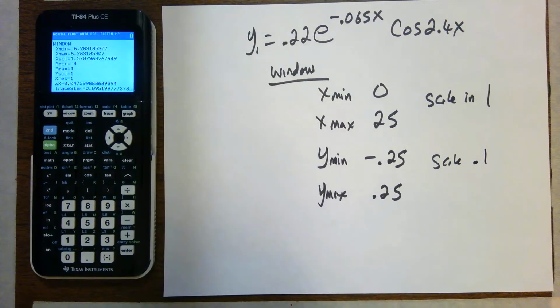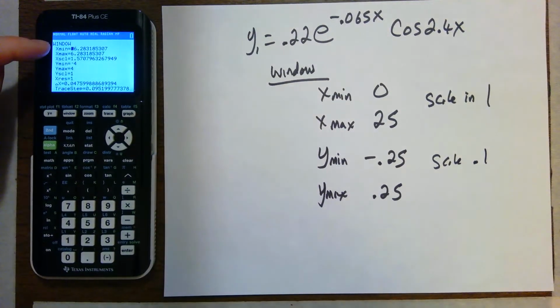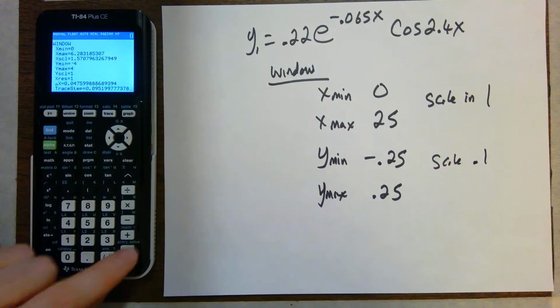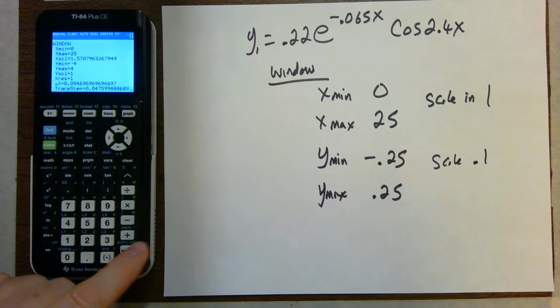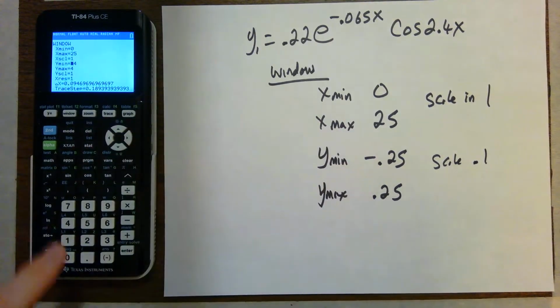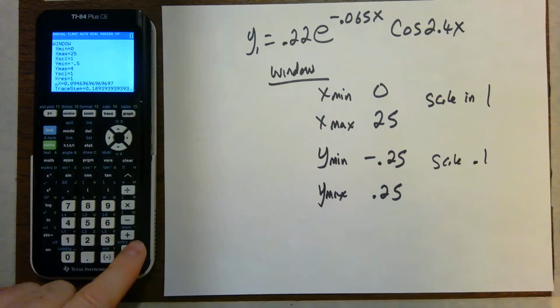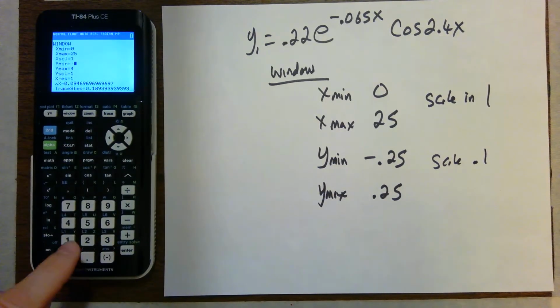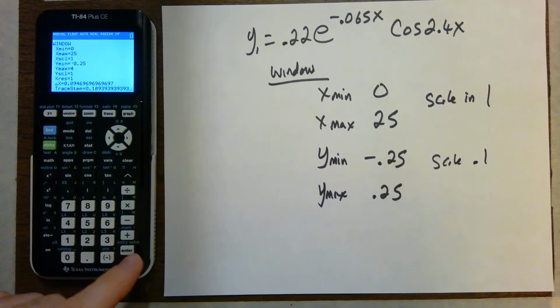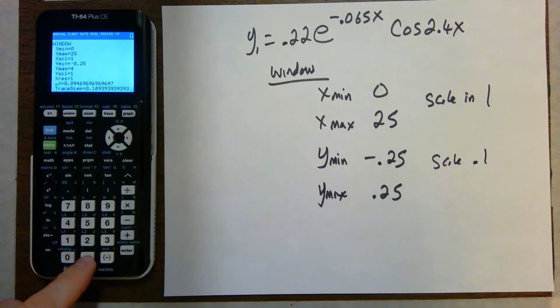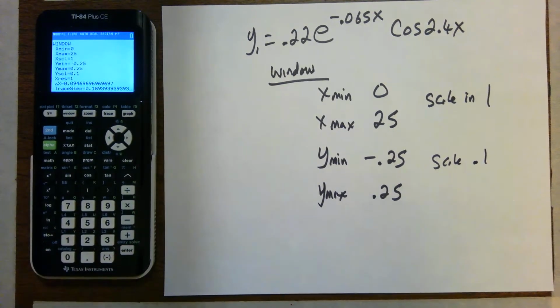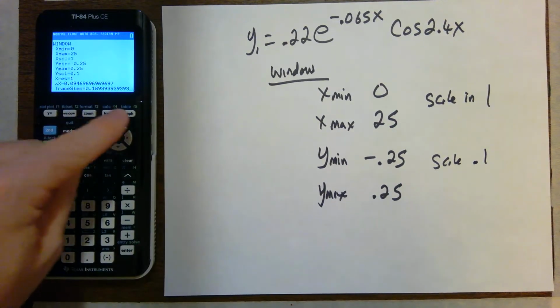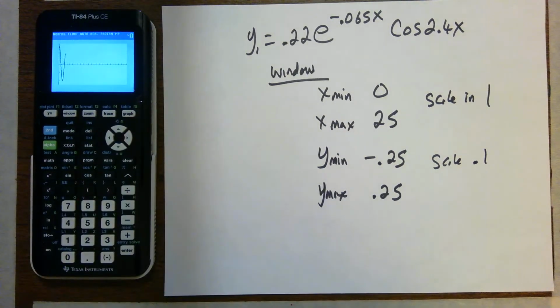0.1 increments. All right, so my x minimum, 0. My x maximum, 25, scaled in 1 unit increments. My y minimum is negative 0.25. My y maximum is positive 0.25 and scaled in 0.1 increments. And then go ahead and graph this function.